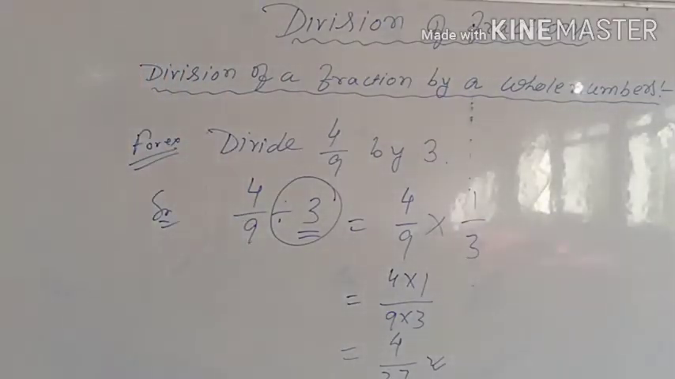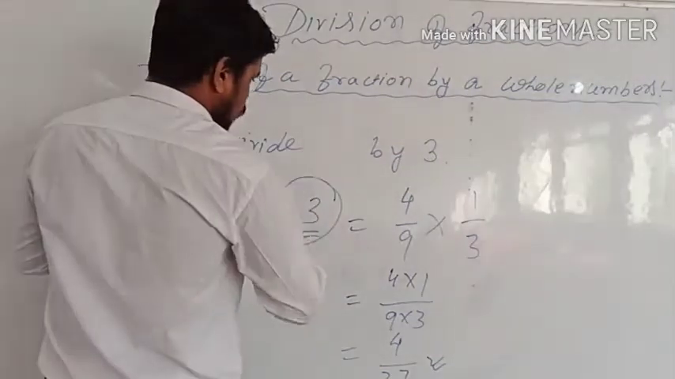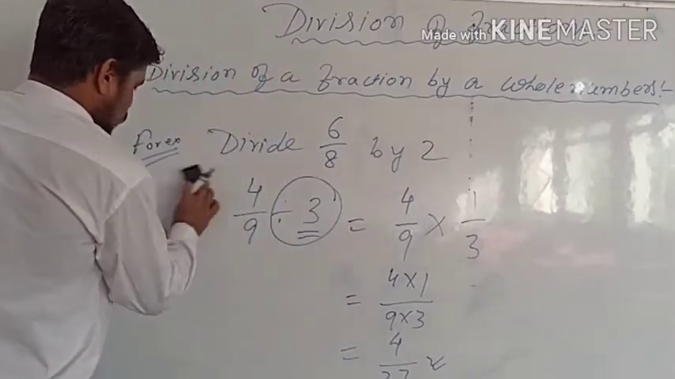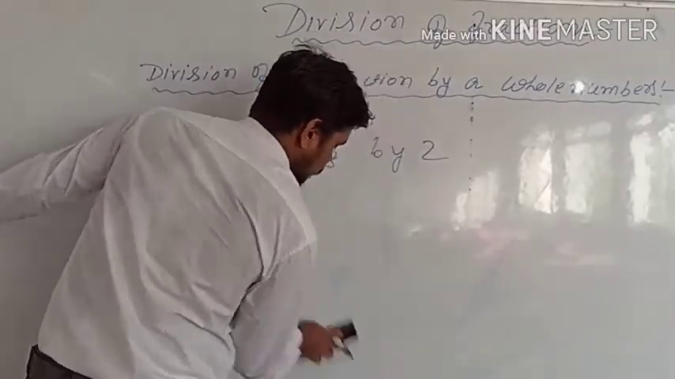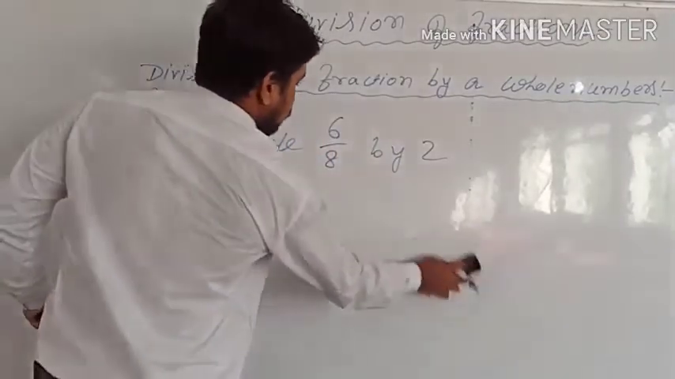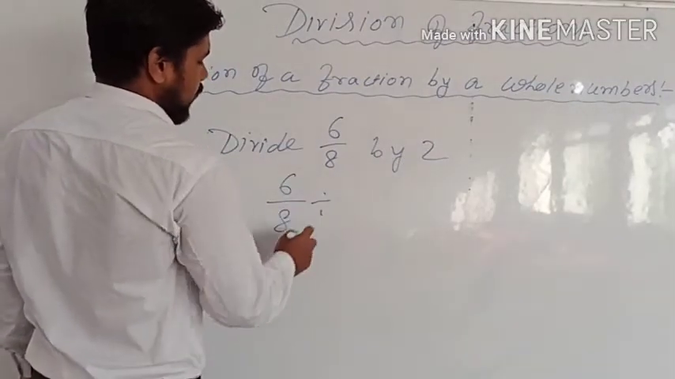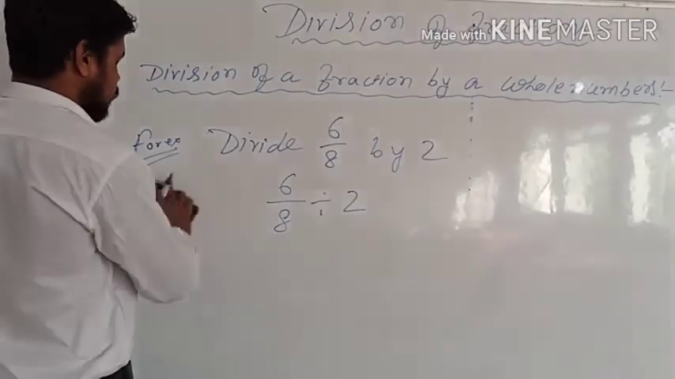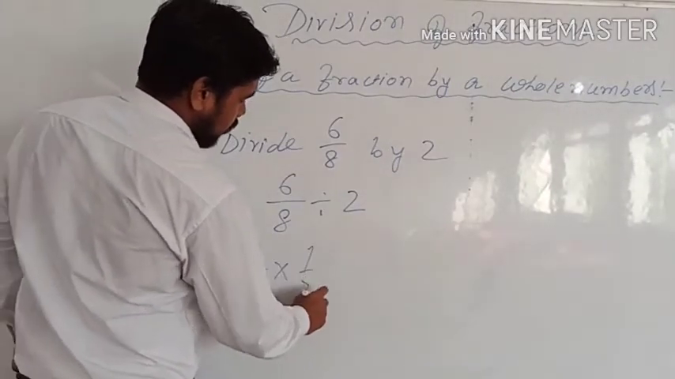You can take a few more examples, like 6 by 8 divided by 2. Okay, so 6 by 8 divided by 2. This is the division which you want to do. In this case also, the reciprocal of 2 is 1 by 2. So 6 by 8 divided by 2 is the question which we have. Now we can write it as 6 by 8 multiplied by 1 by 2.